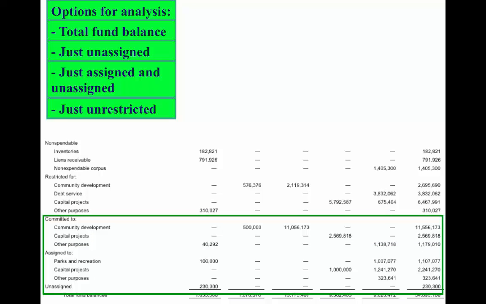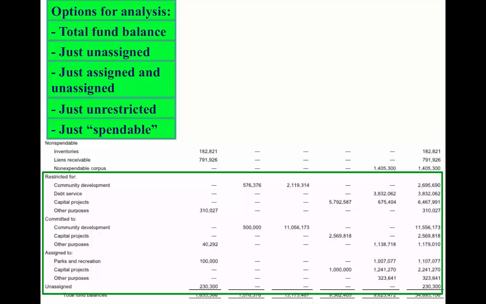Maybe you want to look at unrestricted, much in the same way you might look at unrestricted net position, or what some people might call spendable, restricted plus unrestricted. Although you do need to be careful, because there may be some things in restricted that are in fact non-spendable items, and they're there because when they are sold or otherwise liquidated, the proceeds that are received by the government are restricted to being used for a particular purpose. So once they've been converted to spendable resources, they will in fact be spendable, but at the moment they may not be.